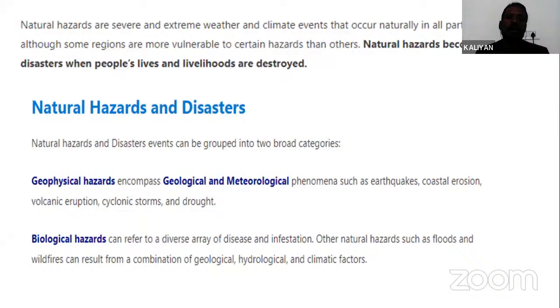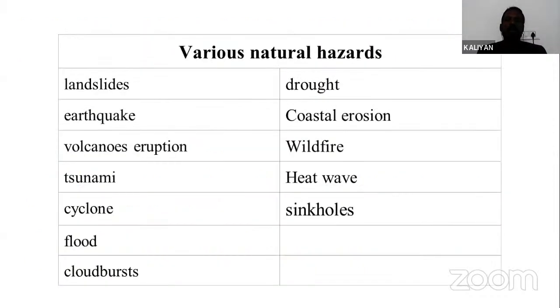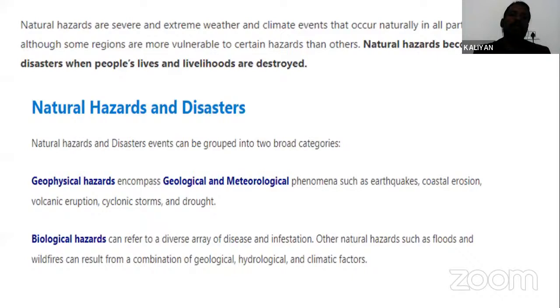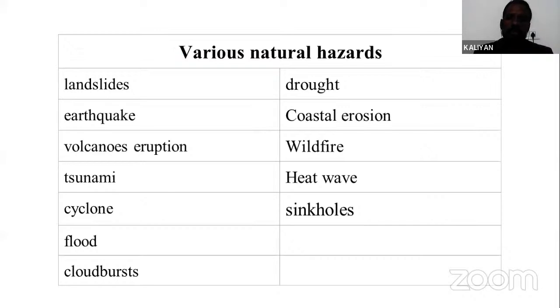Biological hazards are the different diseases and infections that happen because of the geophysical hazards. And various natural disasters: landslide, earthquake, volcanic eruption, tsunami, cyclone, flood, cold burst, drought, coastal erosion, wildfire, heat wave and sinkholes. So these are also very important: which ones come under geophysical hazards and which ones come under biological hazards. So these are the different types of natural hazards.